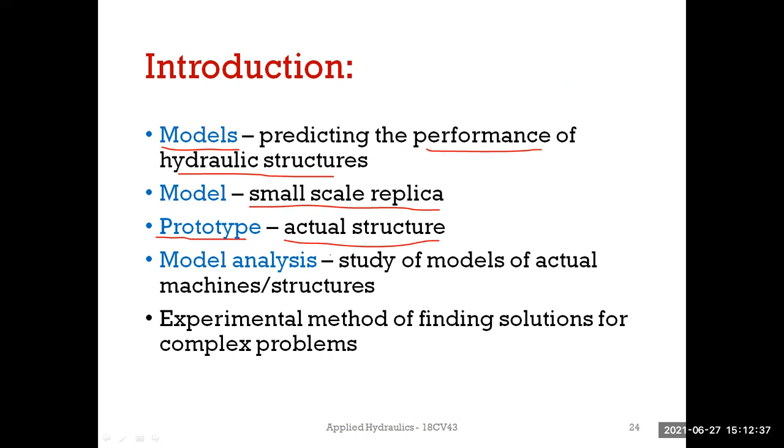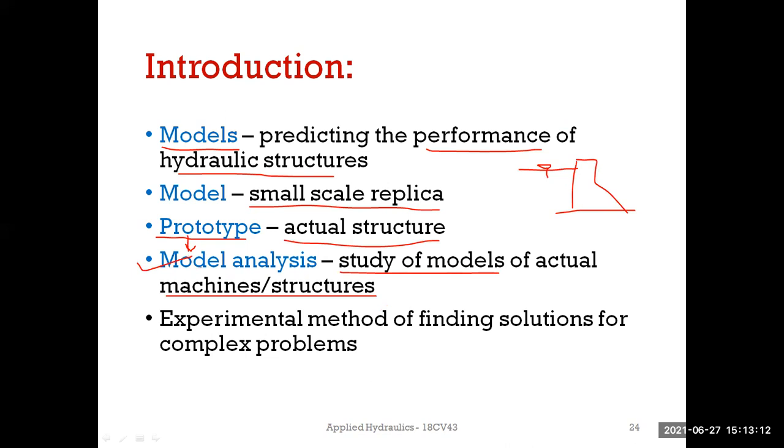So what is model analysis, by the way? The study of models of an actual machine or actual structure is called model analysis. We are going to do a test on the models. Whatever the prototype is, we prepare a model of that prototype. For example, if you take a dam, you prepare a model of that particular dam and do a test on that model, so that at the initial stage itself we can predict how the dam will perform. That is nothing but model analysis.